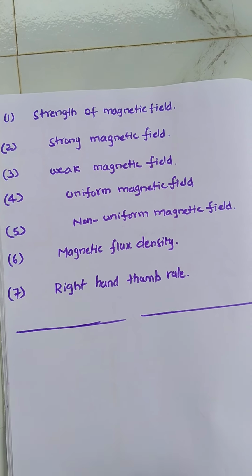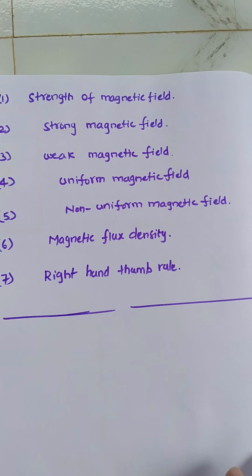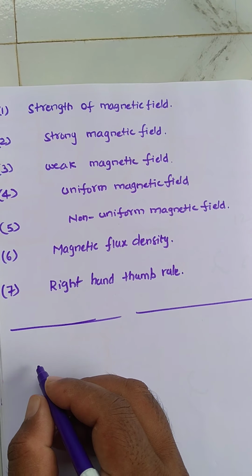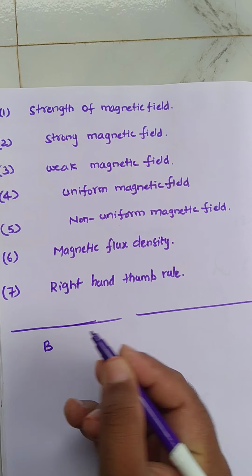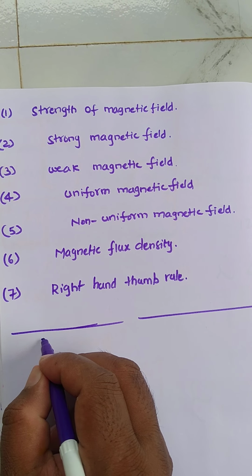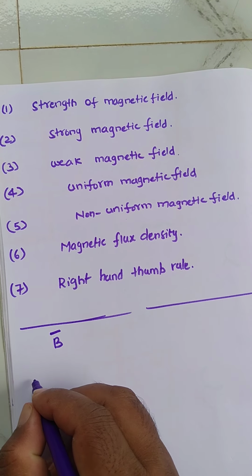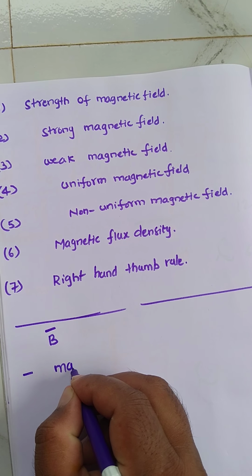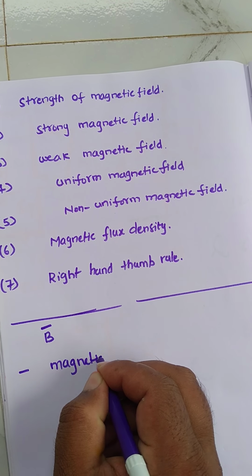So magnetic field is represented by the letter B, dear students, right? It is actually a vector quantity. So magnetic field is a vector quantity.